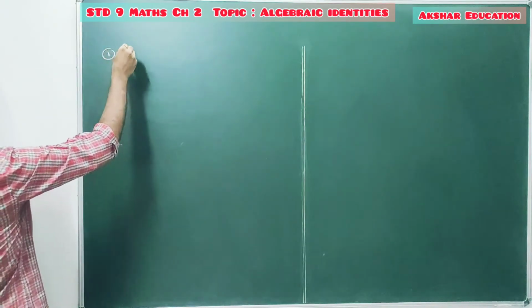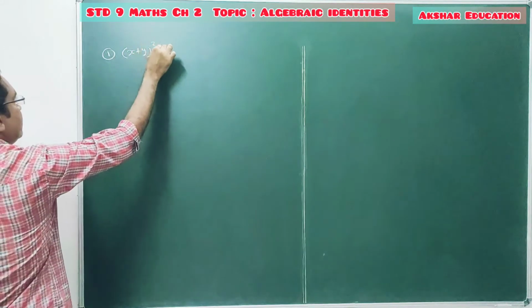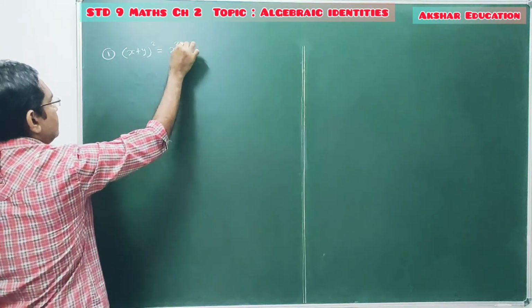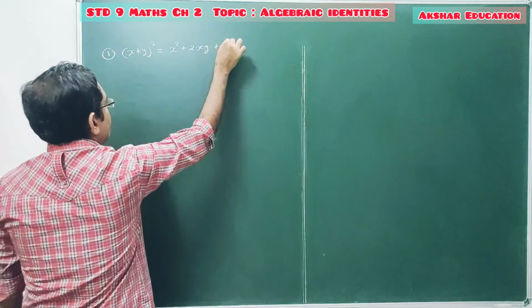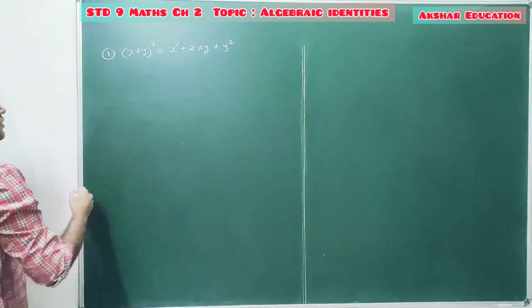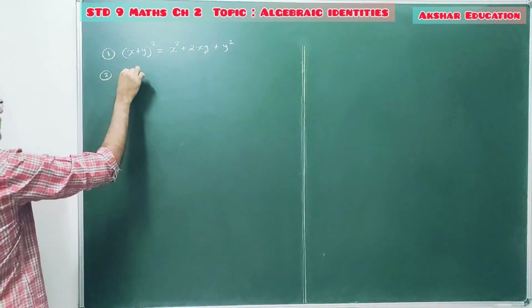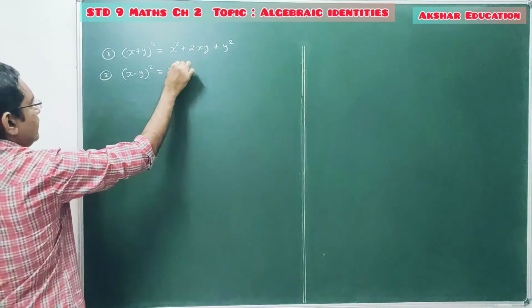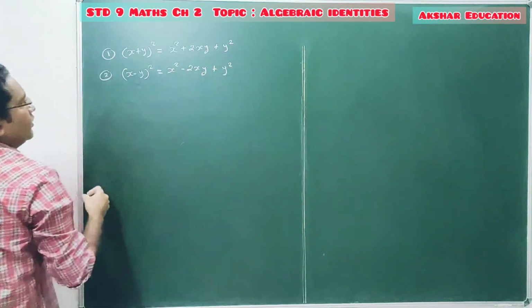The first algebraic identity was x plus y whole square. It's a square of binomial, which is first term square plus 2 into first into second term plus second term square. That we have discussed. Second one is x minus y whole square, which is x square minus 2xy plus y square.